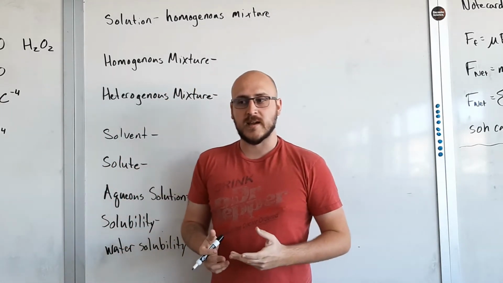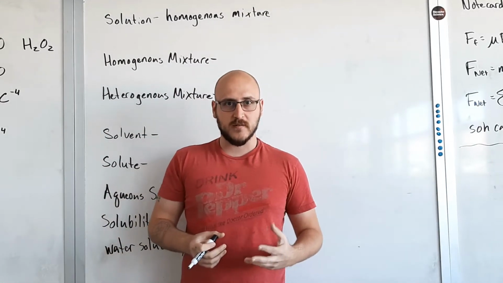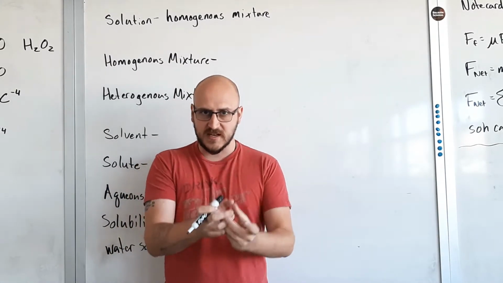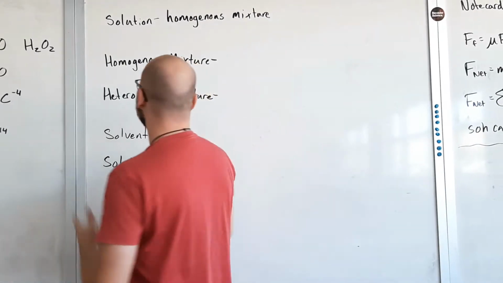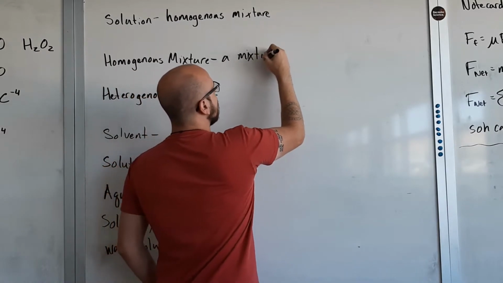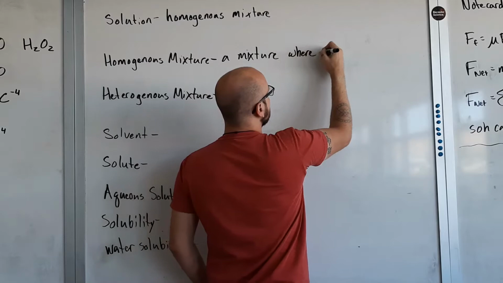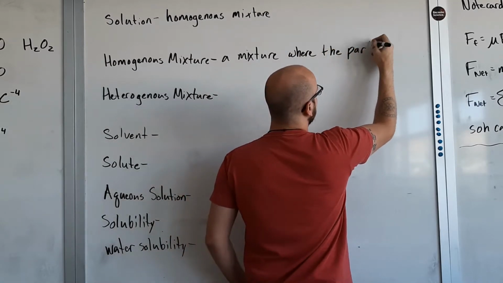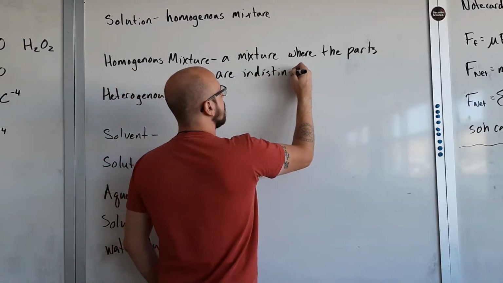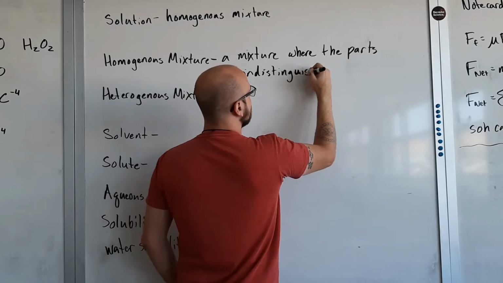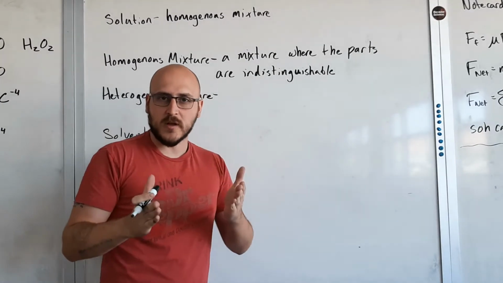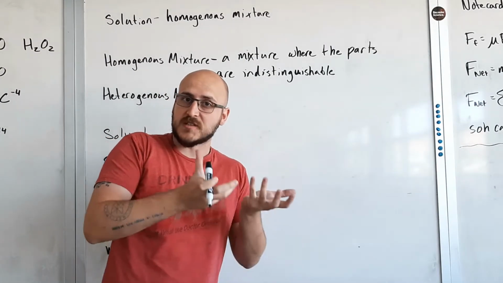Another example of this would be like brass. Right? Brass is a combination of copper and tin. You can't see individual bits of copper and tin. You see one single thing, brass. Okay, so a homogeneous mixture is a mixture where the individual parts are indistinguishable. We can't tell the separate ingredients apart from each other. Like a cake, that would be a homogeneous mixture.